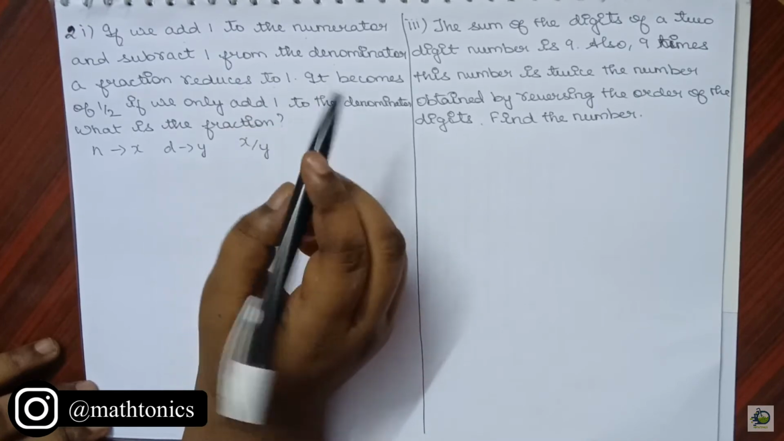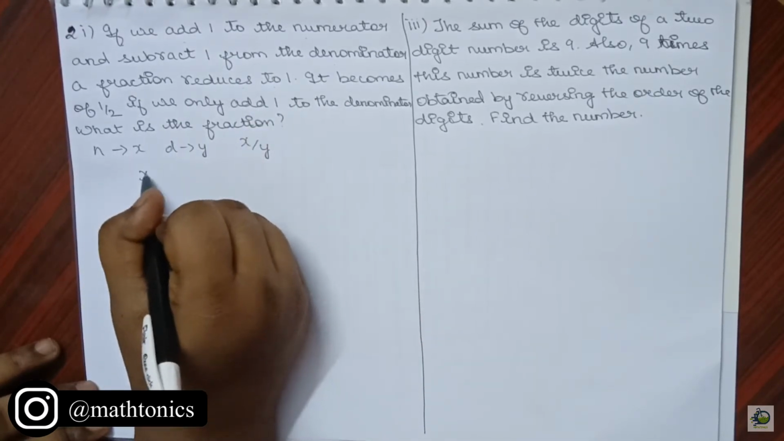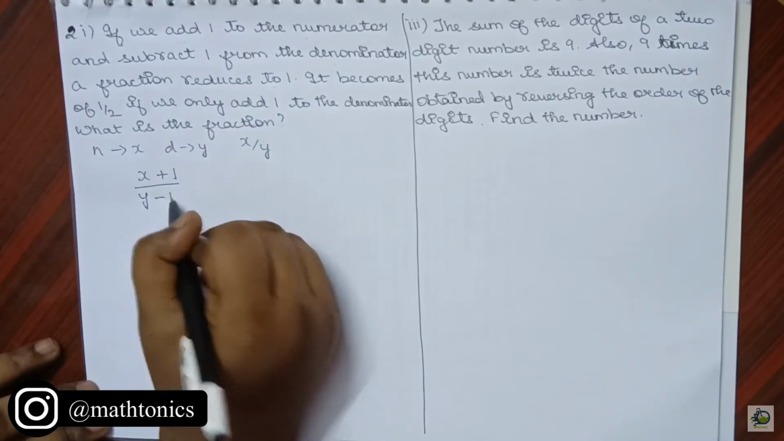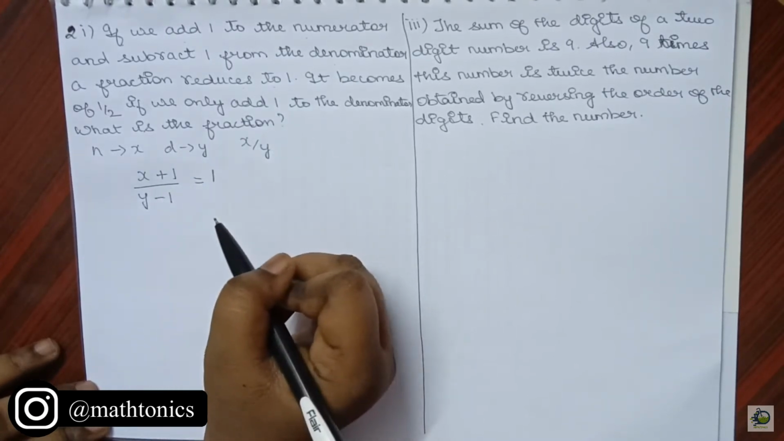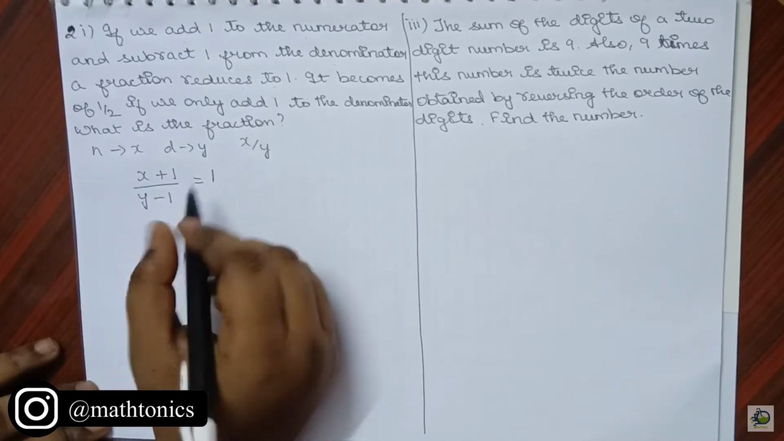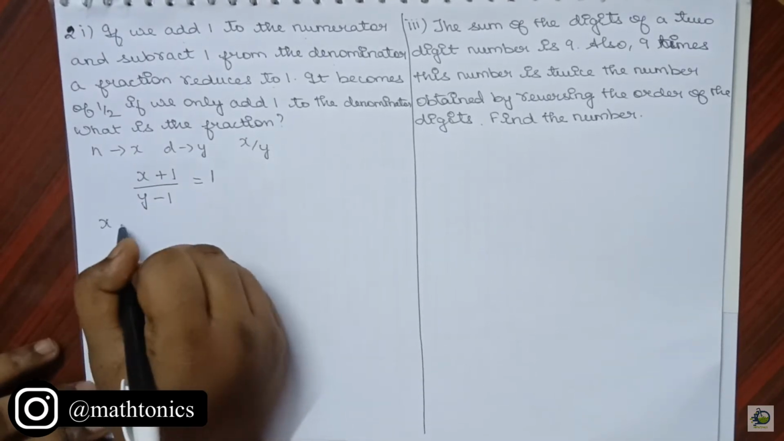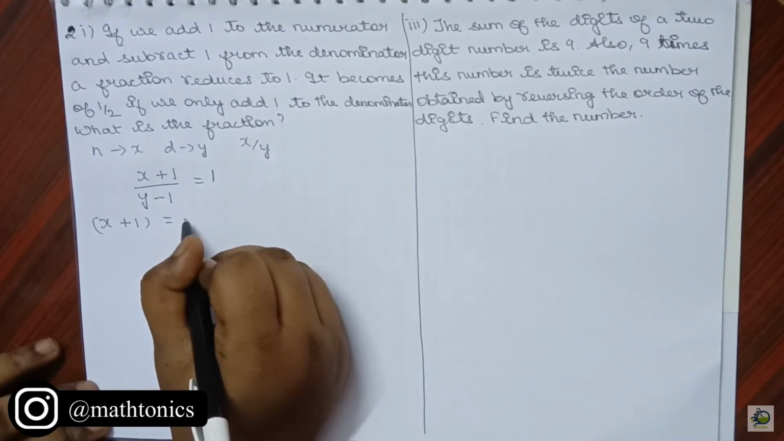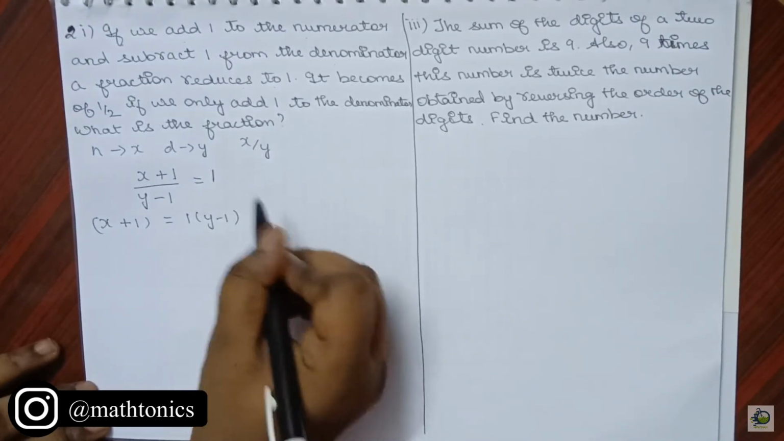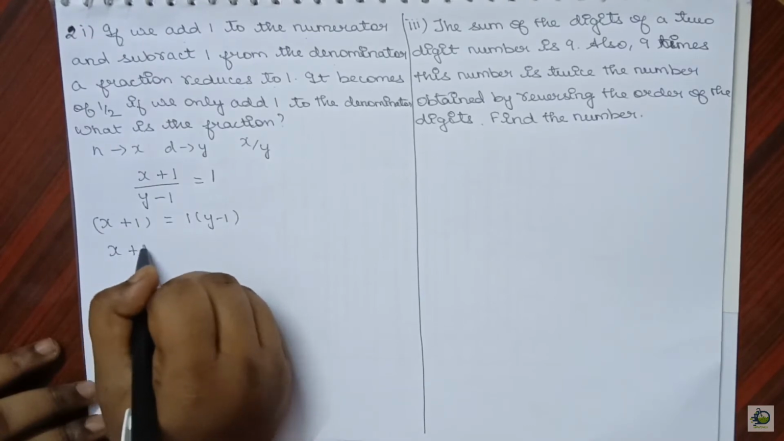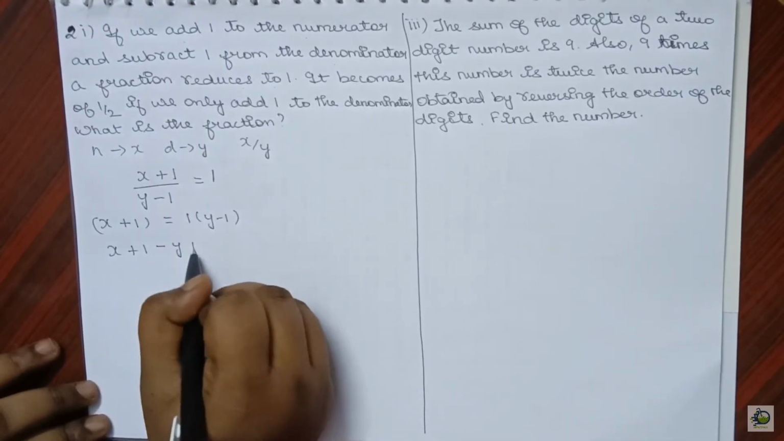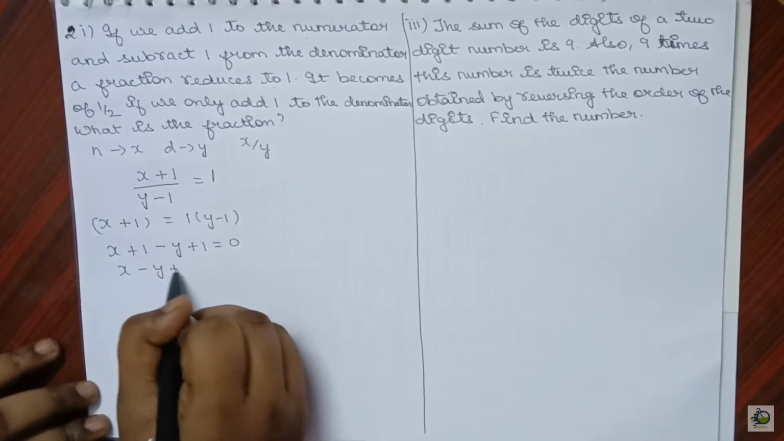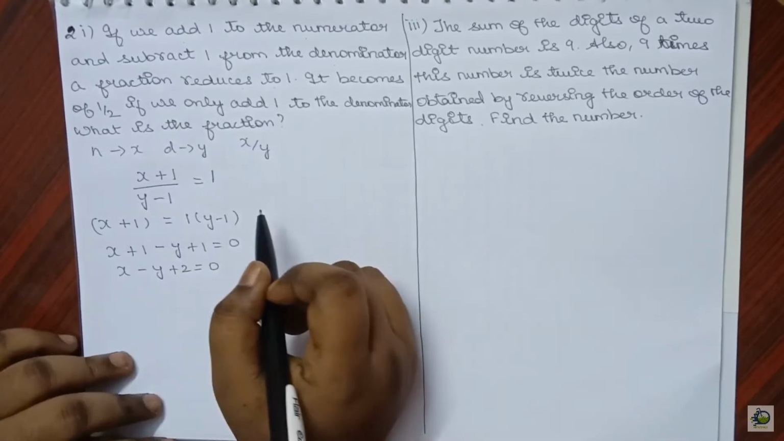So here a clue is given as if I add 1 to the numerator and subtract 1 from the denominator, the fraction reduces to 1. So if we solve this, we have to cross multiply it. So when I cross multiply, I am getting x plus 1 is equal to 1 into y minus 1. So when I bring everything to one side, I will be getting x plus 1 minus y plus 1 equal to 0. So x minus y plus 2 equal to 0.